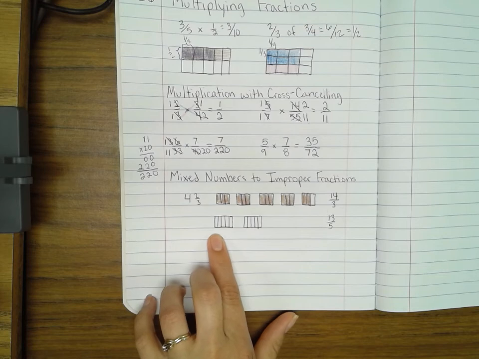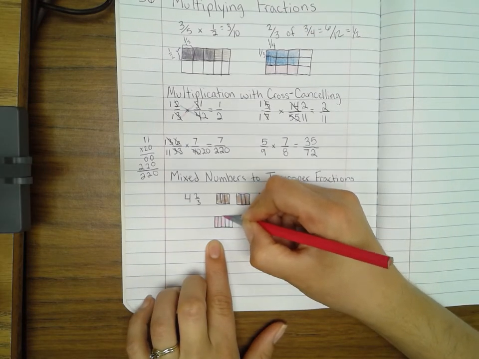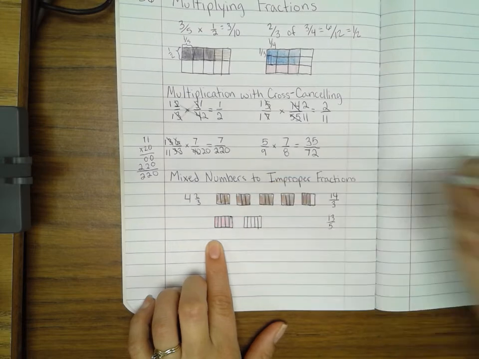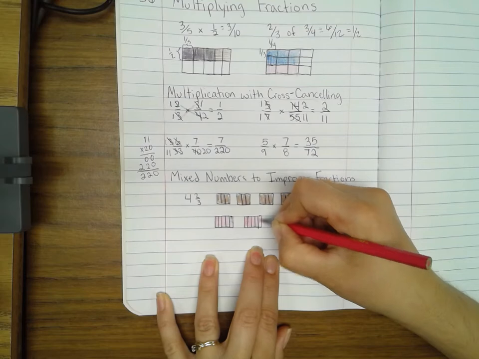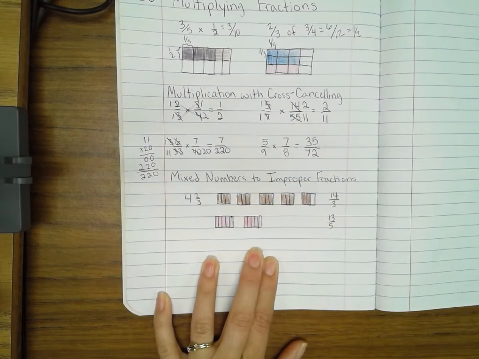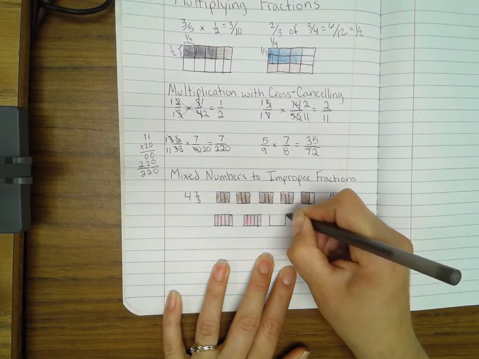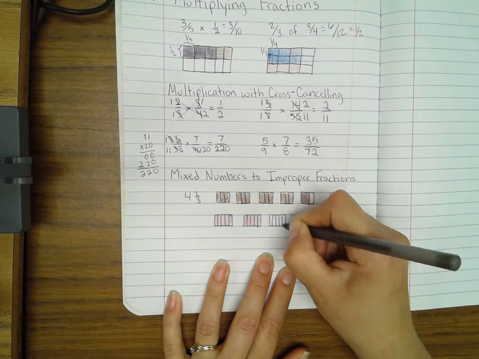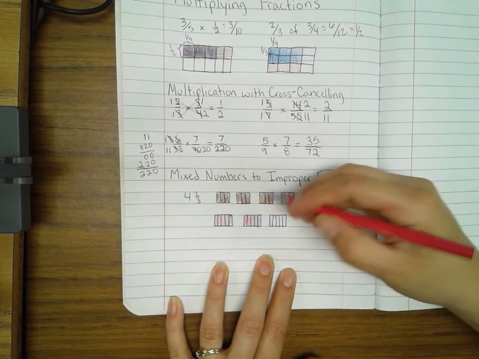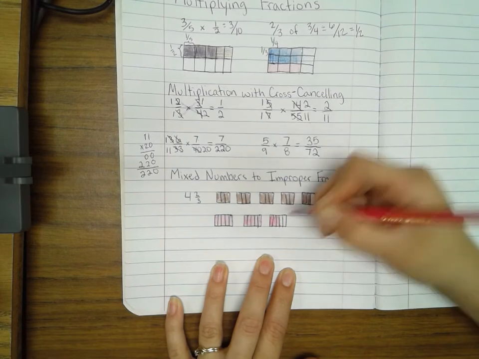Now that would give me 10 so far. I'm going to just shade these in pink. Whatever color you have works. Now that's only 10/5. I need 13, so I'm going to draw another whole unit and break it into fifths. 1, 2, 3, 4, 5, but I need 3 of those. Okay, there's my 13 pieces.